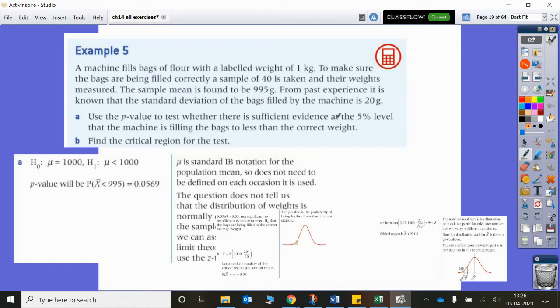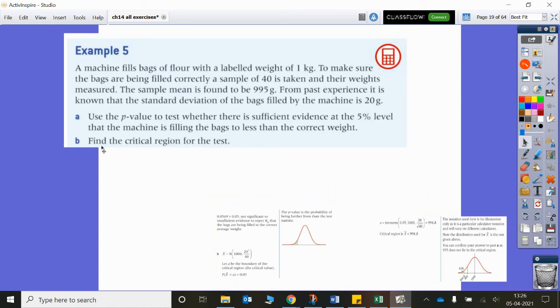Therefore, at the 5% level, there is not sufficient evidence to reject the null hypothesis. In other words, we will keep accepting the null hypothesis and reject the alternative proposition here. Okay, so then part B says find the critical region for this test.